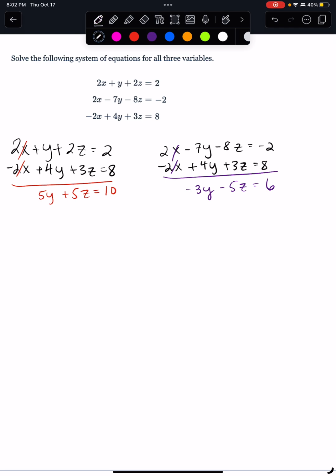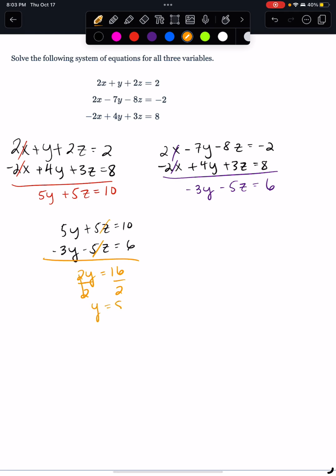So I'm going to align these up. So we have 5y plus 5z is equal to 10, and negative 3y minus 5z is equal to 6. And we'll see here already that we don't need to manipulate either of these equations at all because the z's will automatically cancel out. So the 5z and the negative 5z cancel out, and this will leave us with 2y is equal to 16. Then we can divide both sides of the equation by 2, and we'll be left with y is equal to 8.